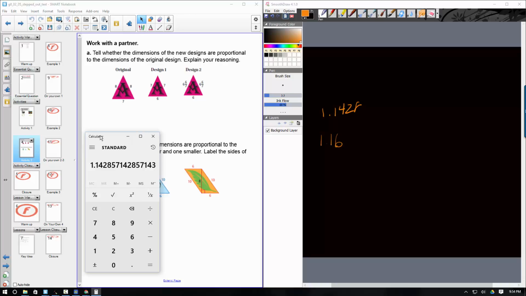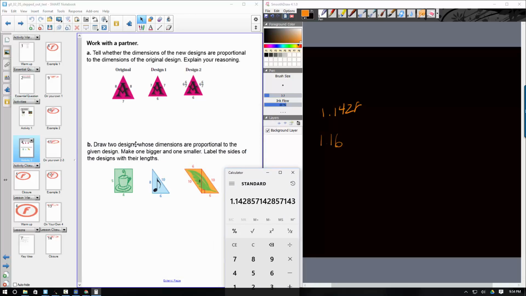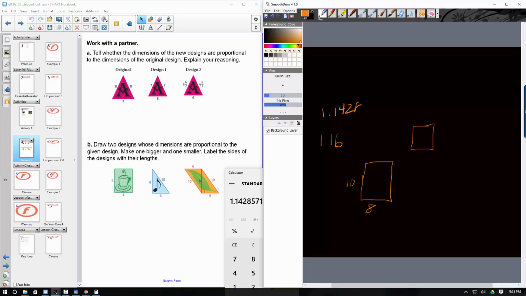The next one says whose dimensions are proportional. So I have a 5 by 4, an 8 by 6. Oh, draw 2 designs that are proportional. So let's just make it so instead of being 5 by 4, let's make it 10 by 8. Or I can do half of it, right? I can make it smaller. And maybe I'm going to do 2.5 by 2. And I can do that for all of these. So that's how you just make it proportional.